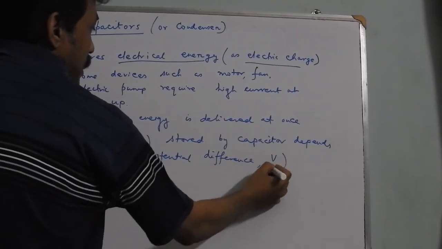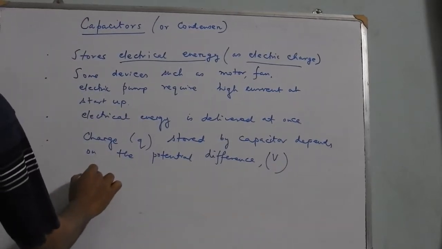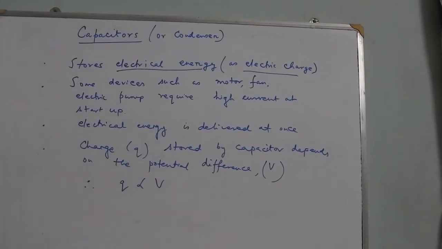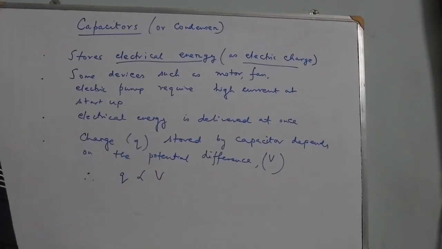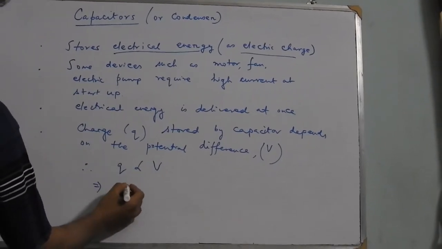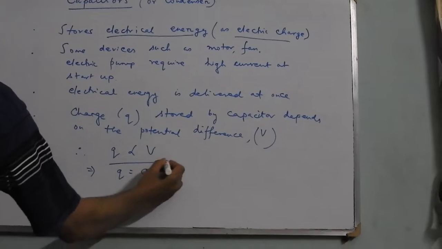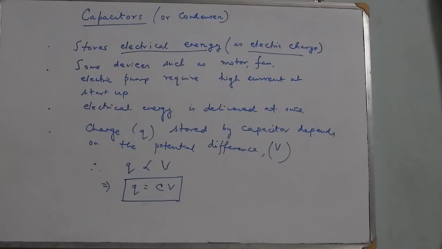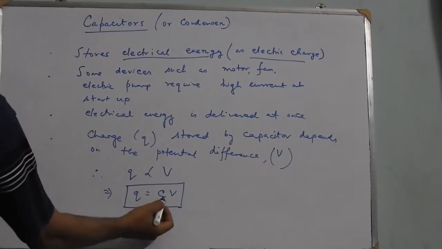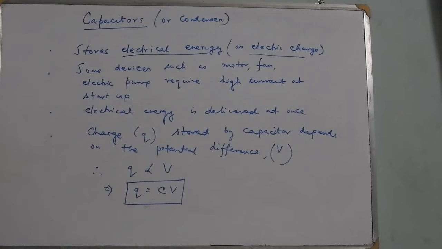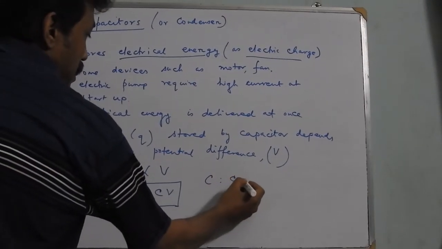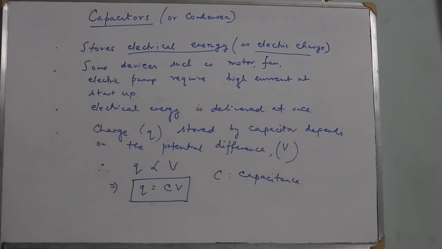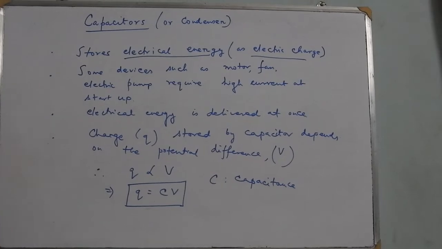So the potential difference that exists between the plates is, suppose, V. Then the charge Q is proportional to the potential difference between its plates. And mathematically, there will be a constant C which will define the ability of the capacitor to store some amount of charge, and this ability is called the capacitance of the capacitor. So that C is called the capacitance of the capacitor, and it does not depend upon either the charge or the potential difference.